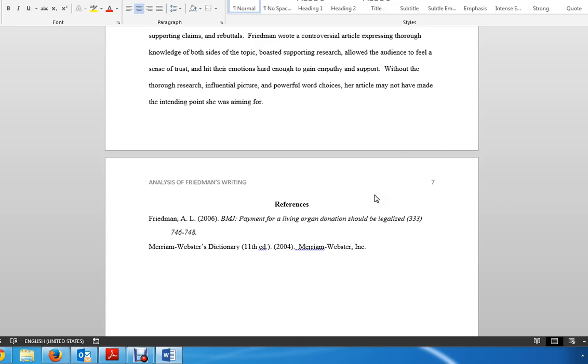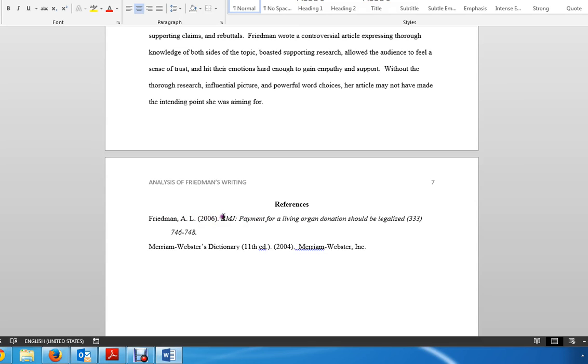I'm going to first take a quick look at your APA. There are some issues with your APA. The font for your headers needs to be Times New Roman 12, which it is not. Also, for your references, I'm not sure why you have the dictionary in here. Another thing is that this is incorrect. It should be Friedman AL 2006.